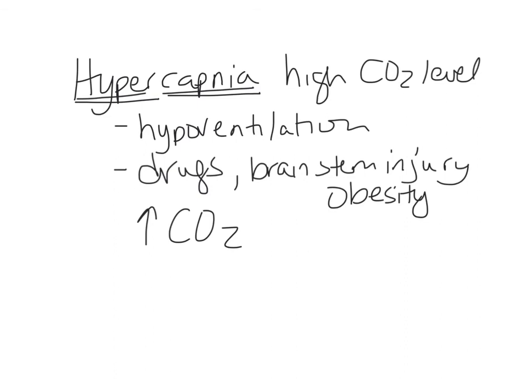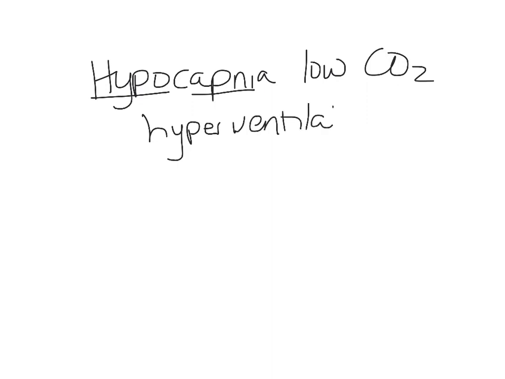So there's some different things. Then we have another one, the exact opposite, which is called hypocapnia. Hypocapnia means an abnormally low CO2 level in the blood. And this is caused by hyperventilation. So a person's respiratory rate is too fast. That's what hyperventilation is. So you're breathing out too much CO2, the CO2 is leaving, and now you have a lower level in your blood. You have a lower PCO2 in the blood.